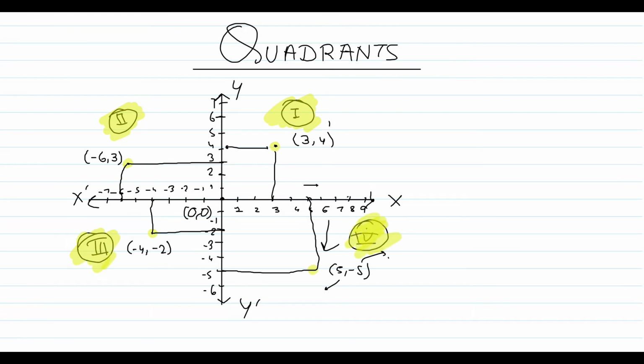A quadrant in which both the coordinates of any point are positive is known as the first quadrant. A quadrant in which the x coordinate is negative and the y coordinate is positive is known as the second quadrant. A quadrant in which both the coordinates are negative is known as the third quadrant, and the quadrant in which x is positive and y is negative is known as the fourth. Okay, this is pretty much the fundamental concept of quadrants, right?